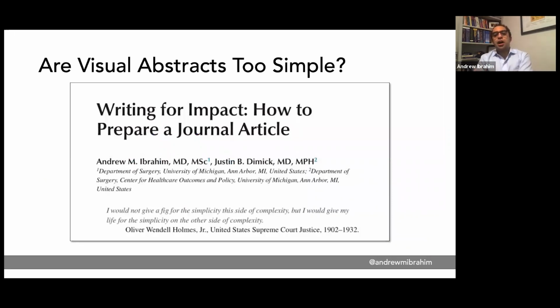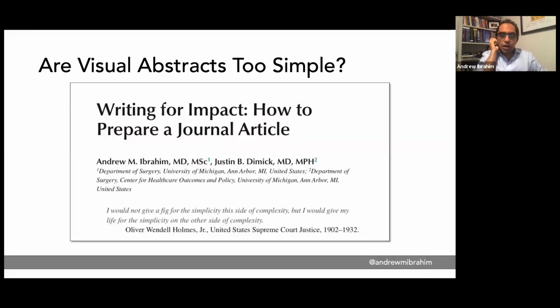I think one of the most common questions that I get all the time is, are visual abstracts too simple? Are you just dumbing down the work? And is it almost offensive that you've taken 5 years of rigorous scientific research and you're now putting it into icons and a yellow background? I love to go back to this article that I wrote with my mentor about how to be a high impact writer. And this is also free to download on the same website. And it walks you through step by step how to write a high impact research article.